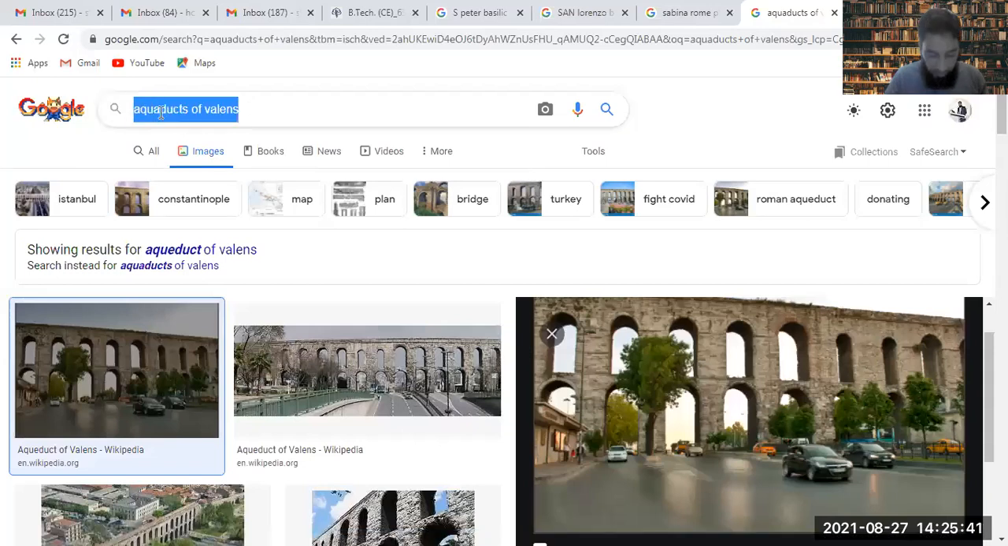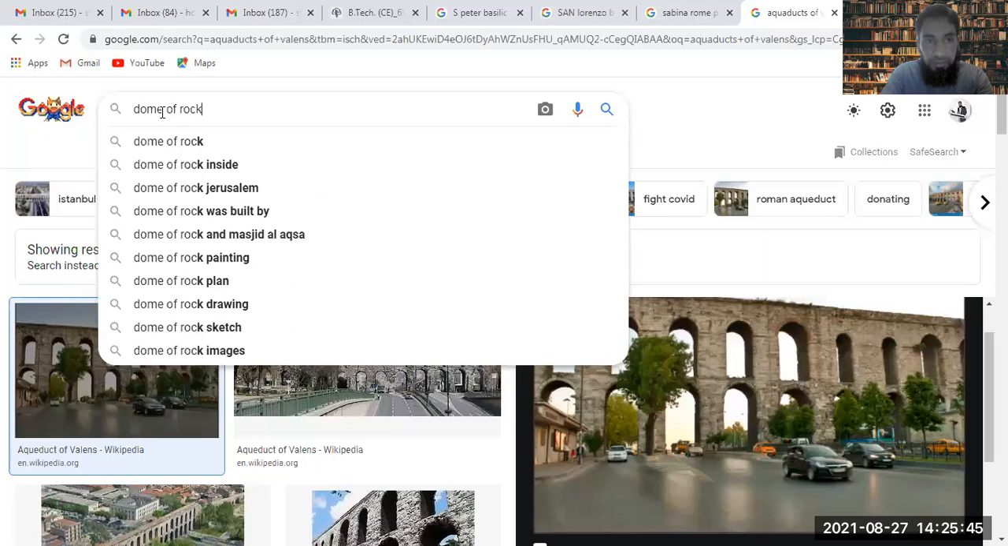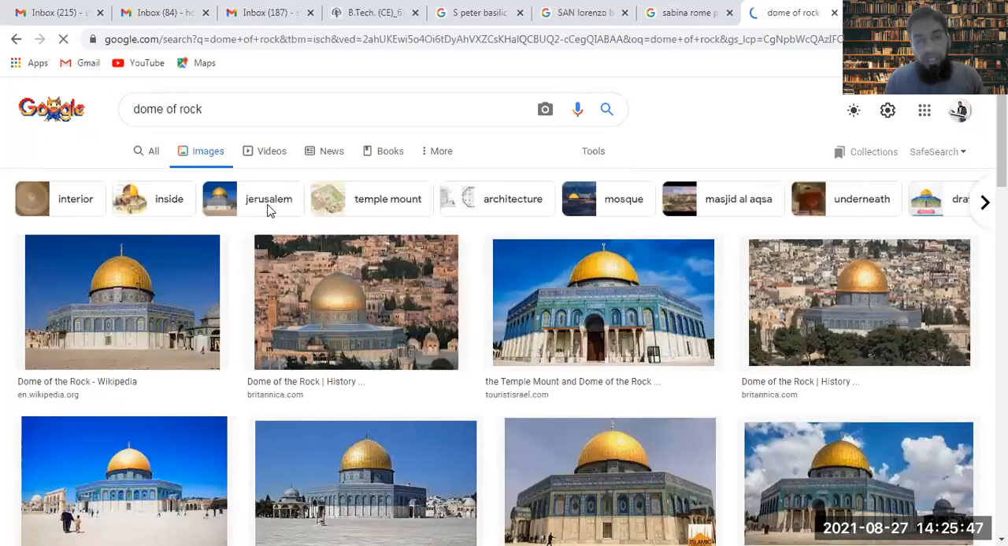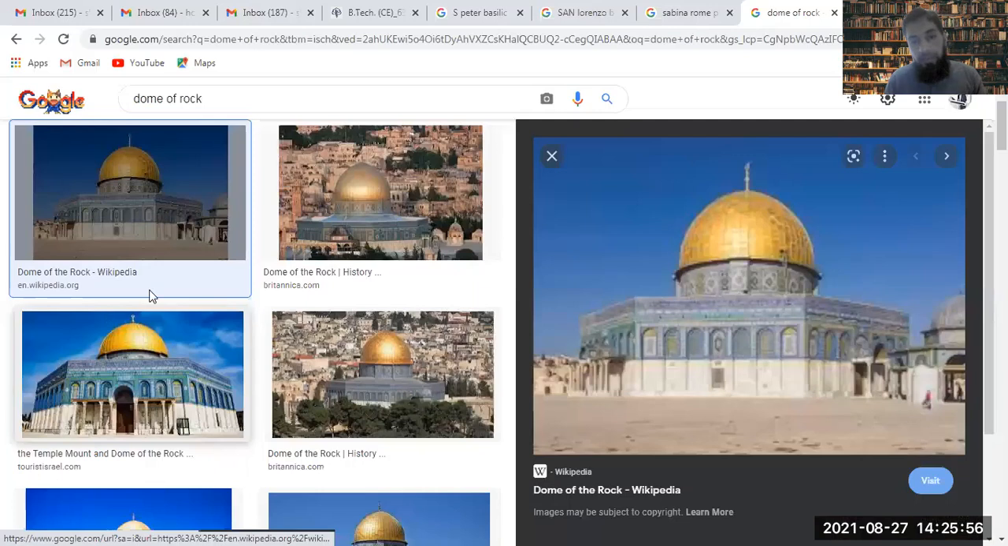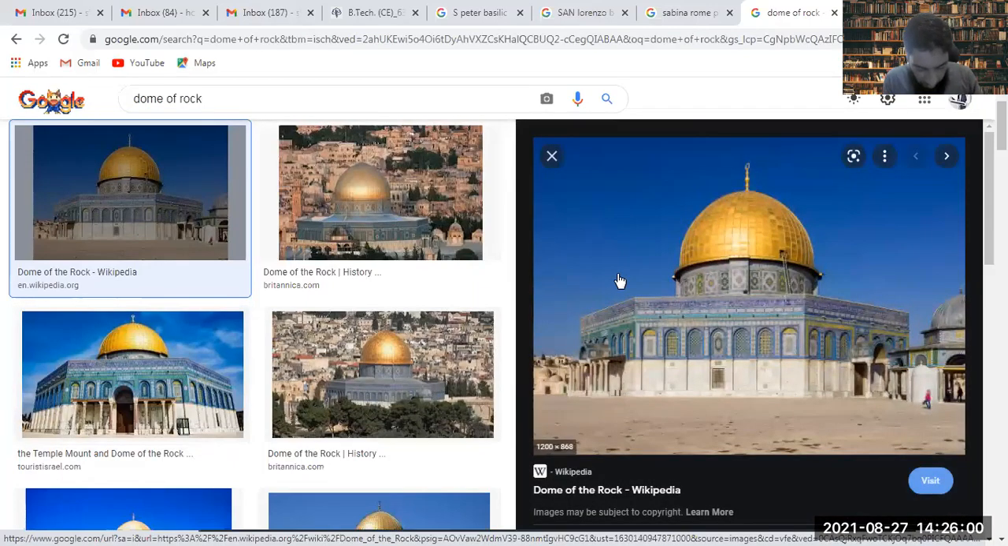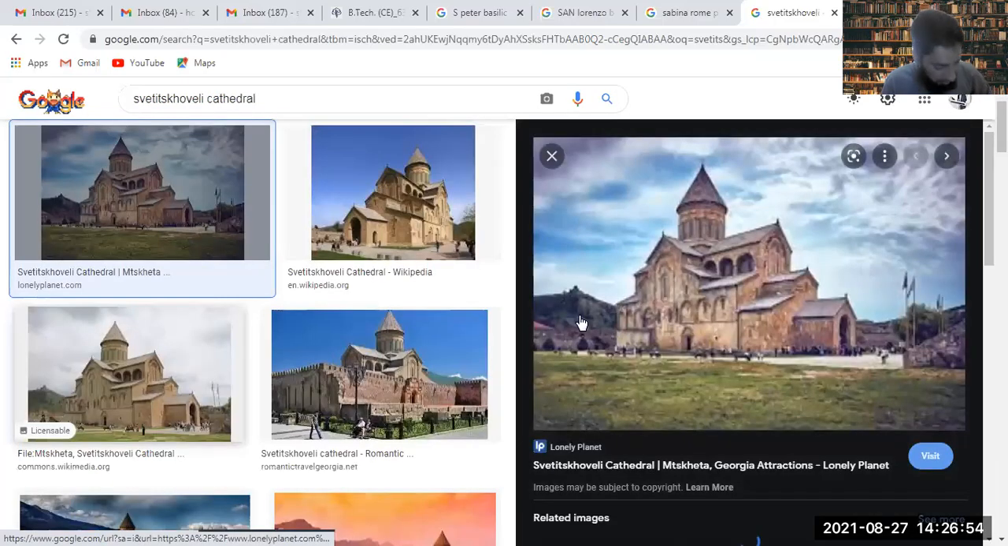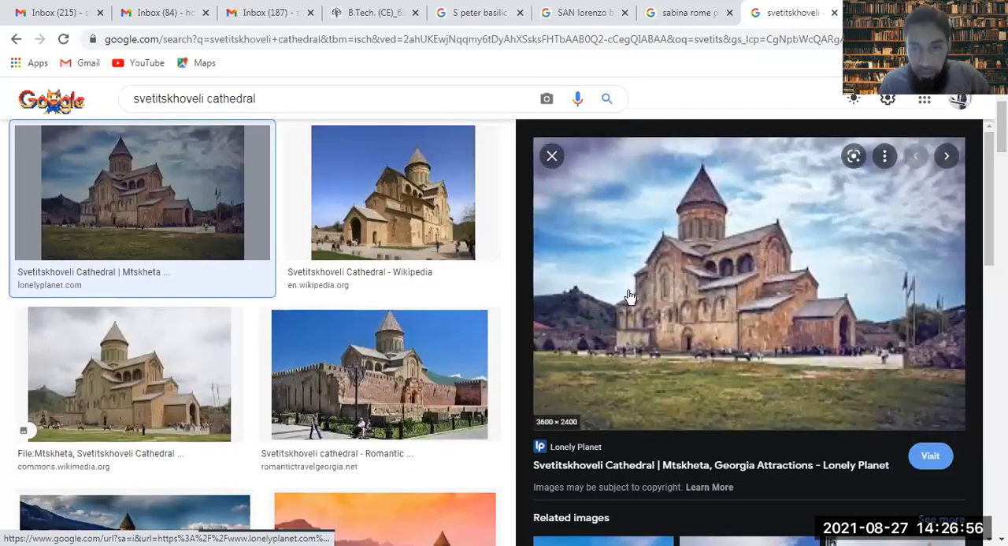Then if you go to the Dome of the Rock in Jerusalem, now this was constructed around 700 AD. Now, does it fall within the Roman civilization or not? A cathedral which was constructed in the 12th century.